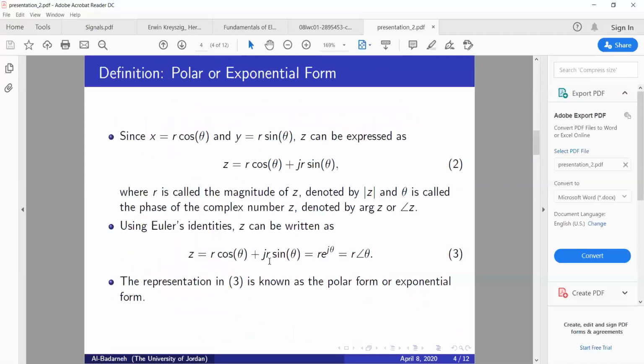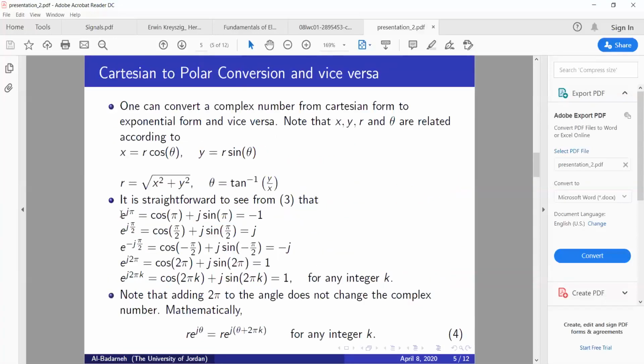Now, one can observe from equation 3 that e to the power j pi can be expressed as 1 times e to the power j pi. So remember, R e to the power j theta is equivalent to R cosine theta plus j R sine theta. Here we have R equal to 1 and theta equal to pi. So e to the power j pi is nothing but cosine pi plus j sine pi, which is equivalent to -1, because cosine pi is -1 and sine pi is 0, so this part will be 0. So we end up with this interesting relationship: e to the power j pi is equivalent to -1.